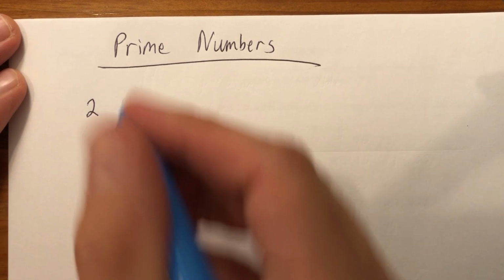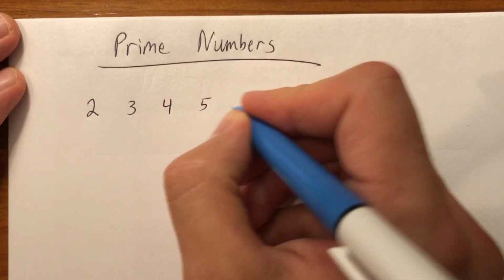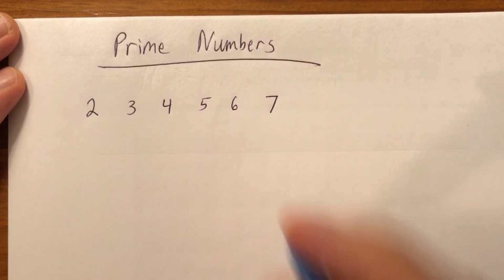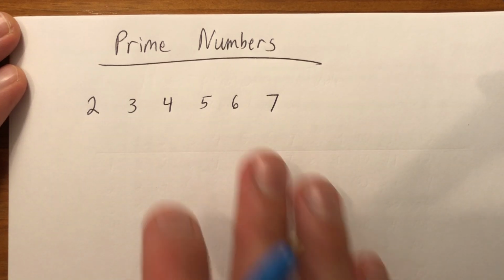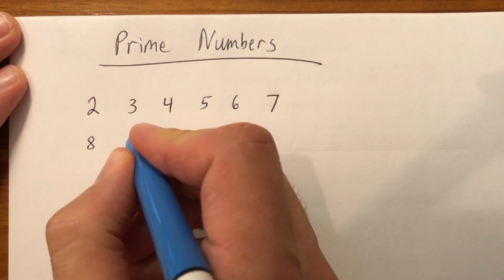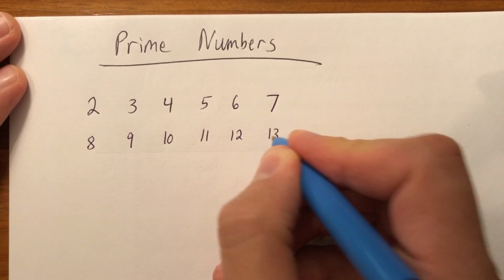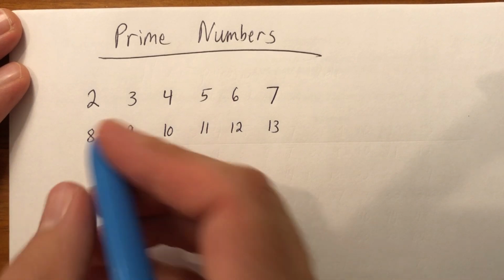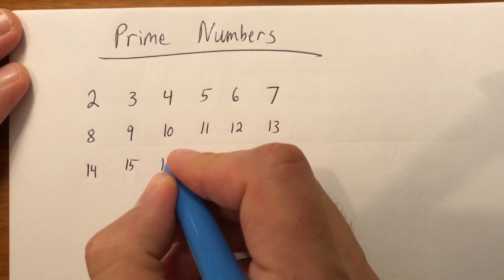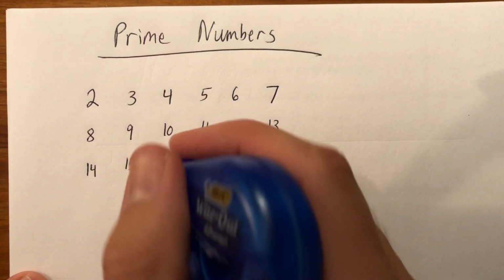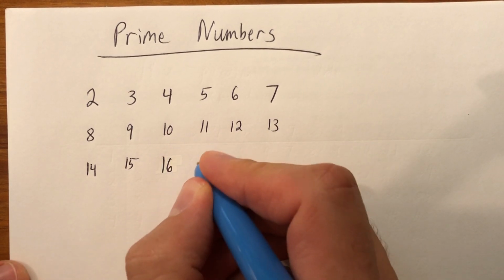It's neither one. So we're going to write 2, 3, 4, 5, 6, 7. Okay, I'm going to write those. Now, on the next row, I'm going to keep counting. 8, 9, 10, 11, 12, 13. And then I'll keep counting. 14, 15, 16. Wow. I don't know if you just saw that, but I lost the ability to count briefly.